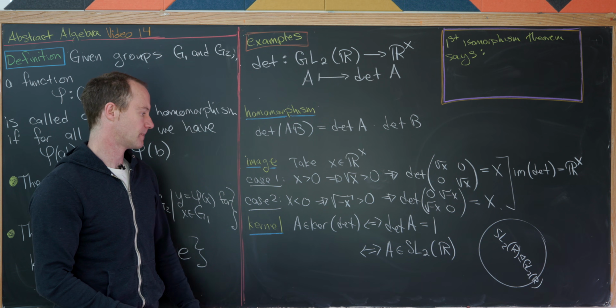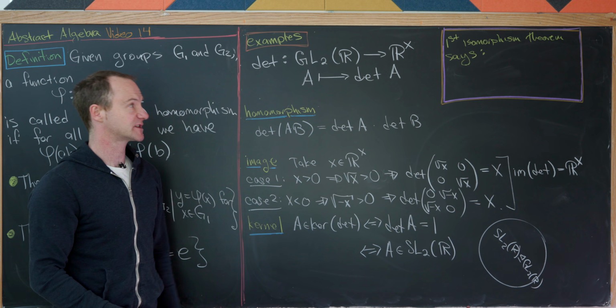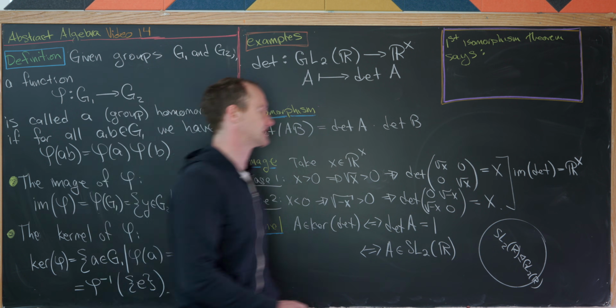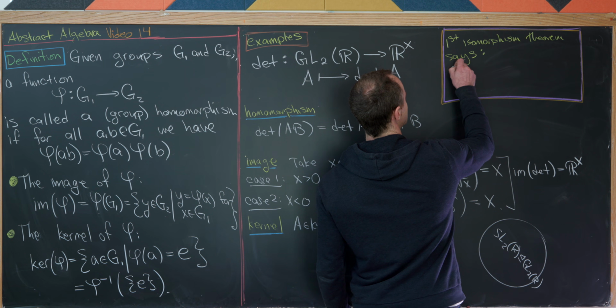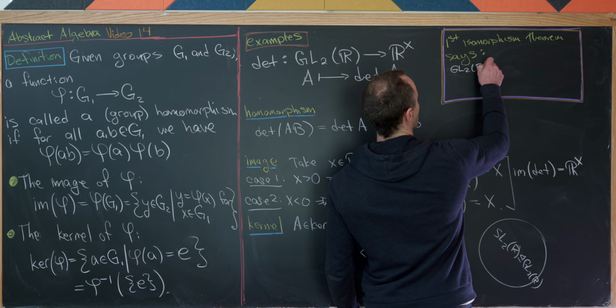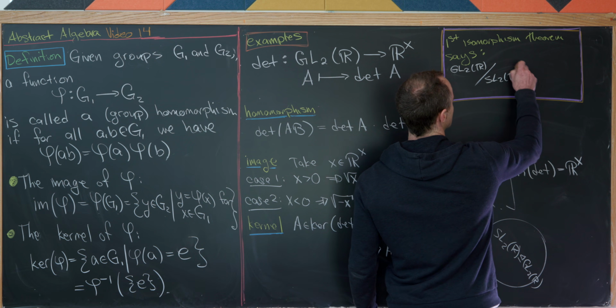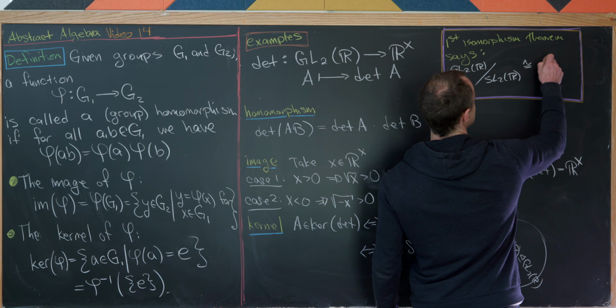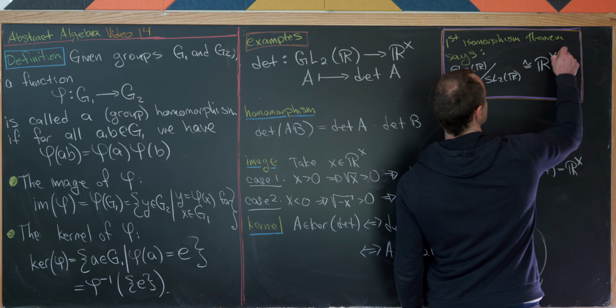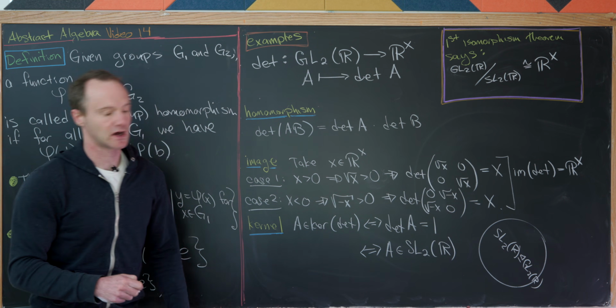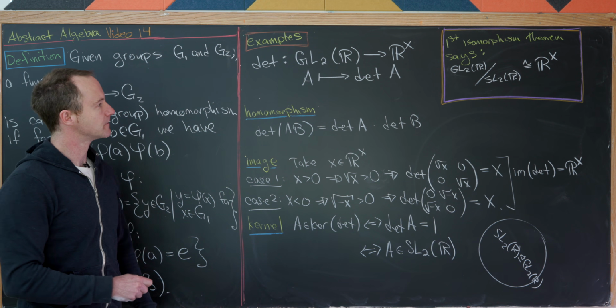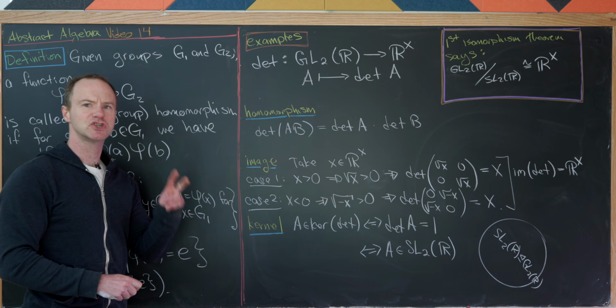So that's cool. Okay, but what does the first isomorphism theorem say about this setup? It says that if you take GL2R and you mod out by this subgroup SL2R, then you get something that's isomorphic to the multiplicative group of non-zero real numbers. Okay, let's look at maybe 2 more.